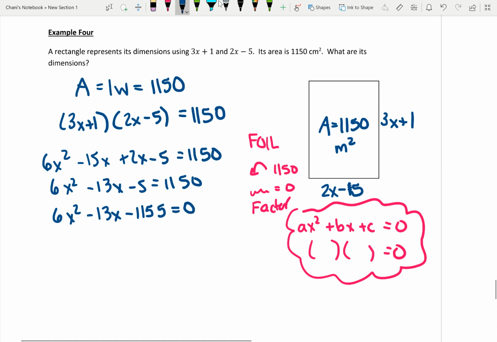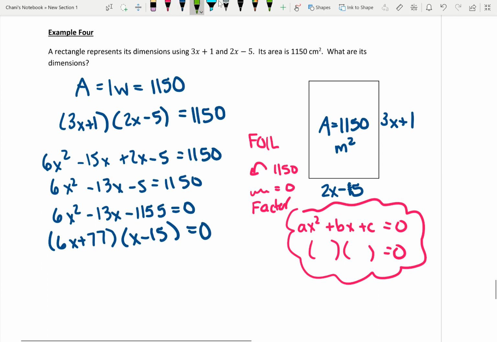Okay, now I'm not going to lie to you, this is not fun to factor. It's pretty awful. So this is why we want to use the quadratic formula, which we'll be learning in a few days. But this is factorable, believe it or not. This actually factors to 6x plus 77, x minus 15 equals 0.